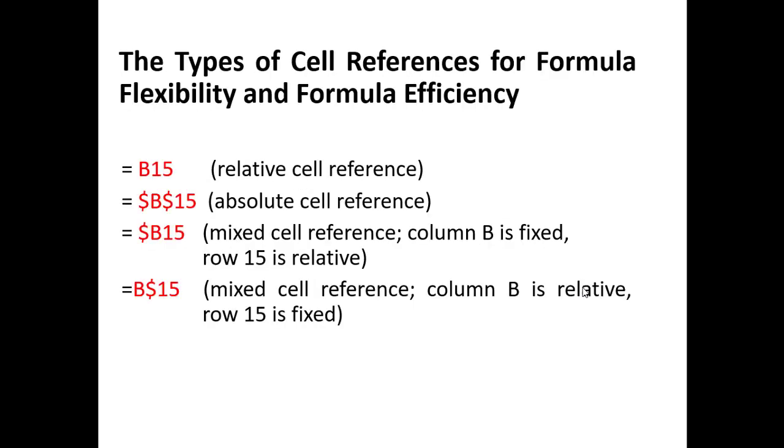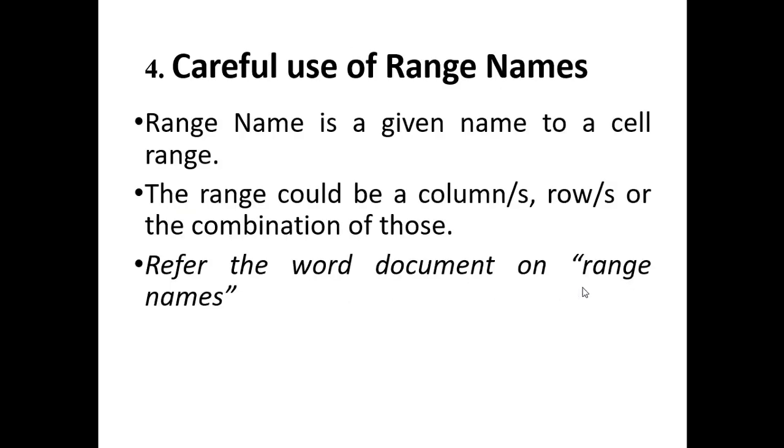Then we discussed the different cell references, like relative cell references, absolute cell references, as well as mixed cell references. Those were the three major types of cell references we have discussed. And now we are coming to another important principle in the model development, and we call it the use of range name. So here you are going to learn something called range name.